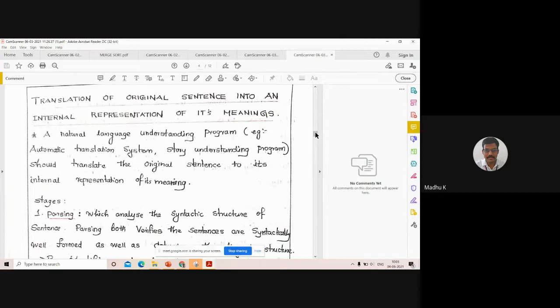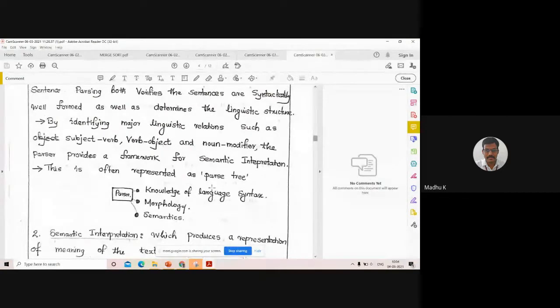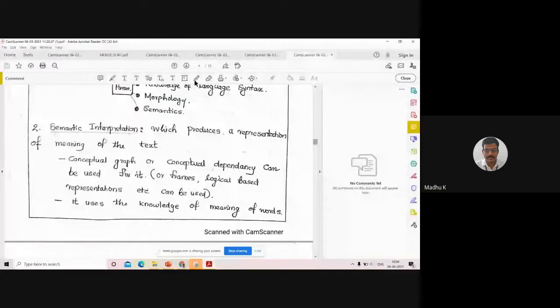Next we want to discuss how we can analyze the semantics. So this is about the parsing stage, which analyzes the syntactic structure of the sentence and verifies it. Next is semantic interpretation, which produces a representation of the meaning of the text. We give a text or sentence, and it will find out the meaning of that text and convert it into the representation scheme.